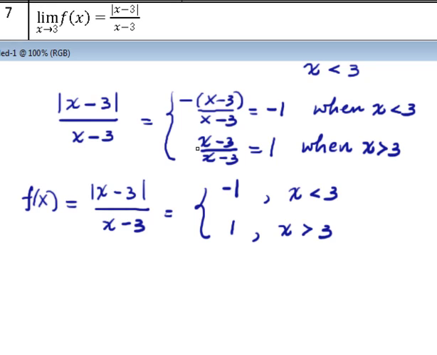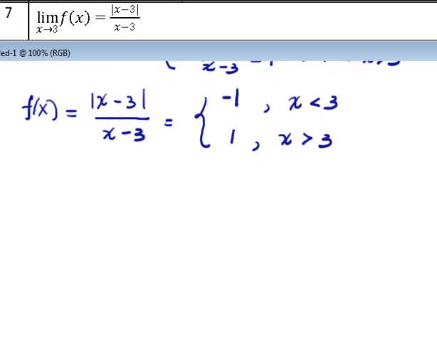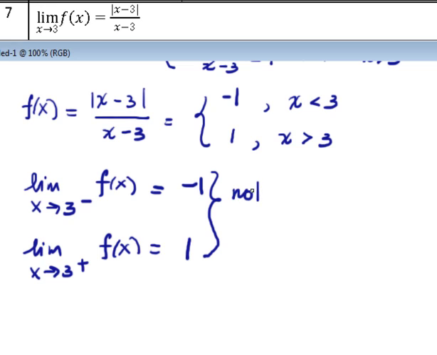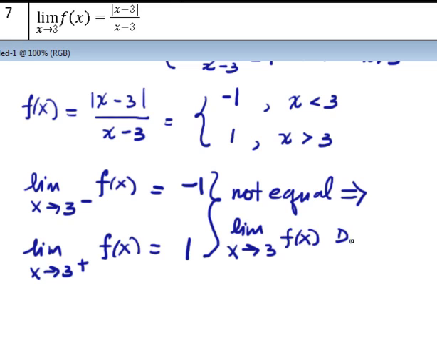Now for the limit, we want to take the limit as x goes to 3. We'll do it in two stages, from the left and the right, because this function splits at 3. From the left, we just have minus 1. And from the right, we have a function that's equal to 1. These are not equal, so that implies that the limit as x goes to 3 of f of x does not exist.